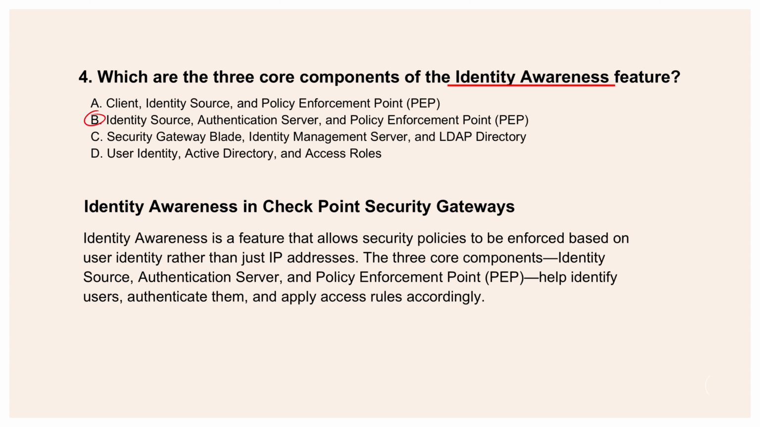So what does the PEP do? The PEP is like the enforcer. It takes all the information that it got from the identity source and the authentication server, and then it applies the security policies. So it's making the decisions based on all that information. Exactly. What can a user access? What applications can they run? What actions can they take? It's like this whole chain of command working together to make sure everything is secure.